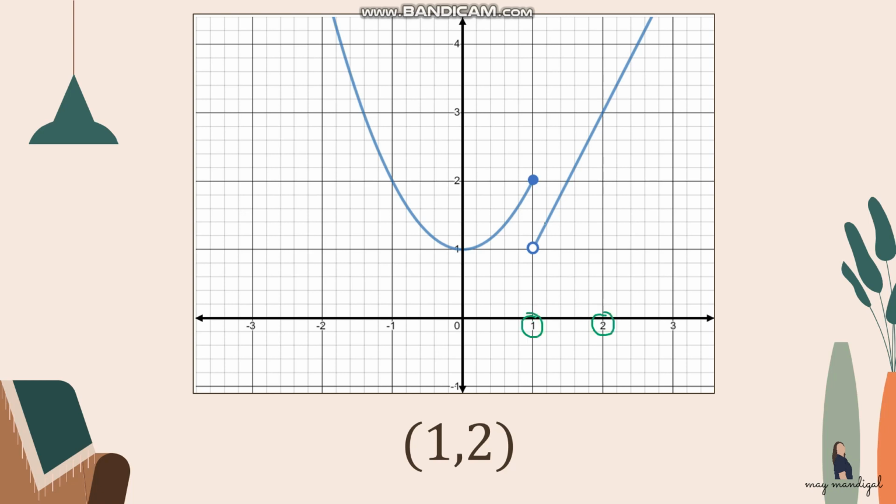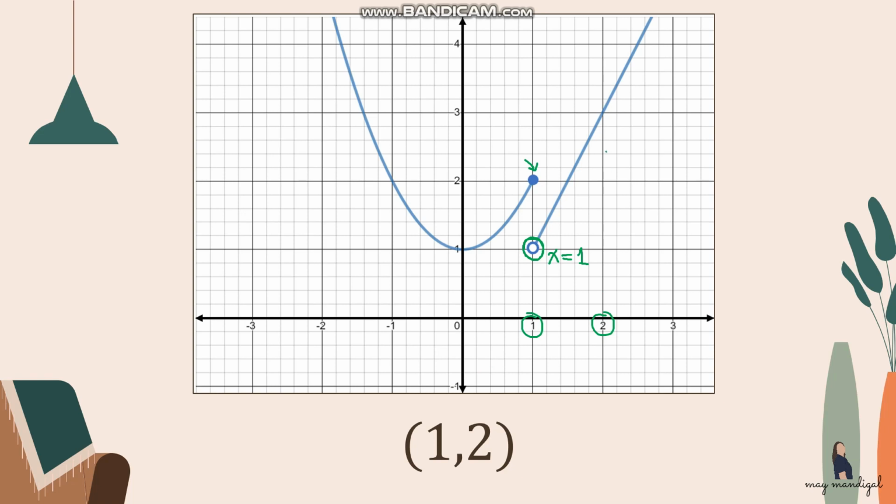Now, since the boundaries are not included, from these 2 points, from x equals 1, I have to choose this point right here. So this will be my boundary because again, x equals 1 is not included. Because if I choose this point, that means x equals 1 is included. So again, I'm choosing this because it is not included.